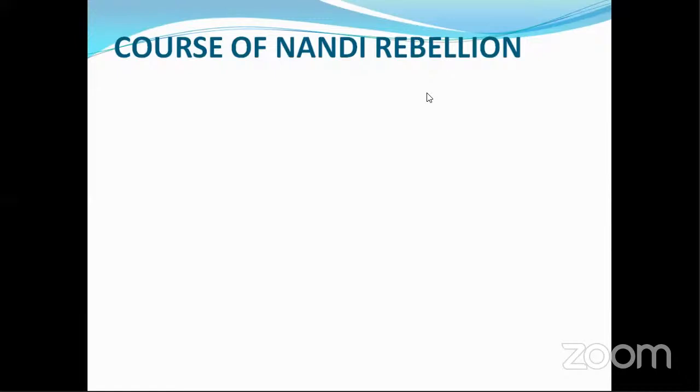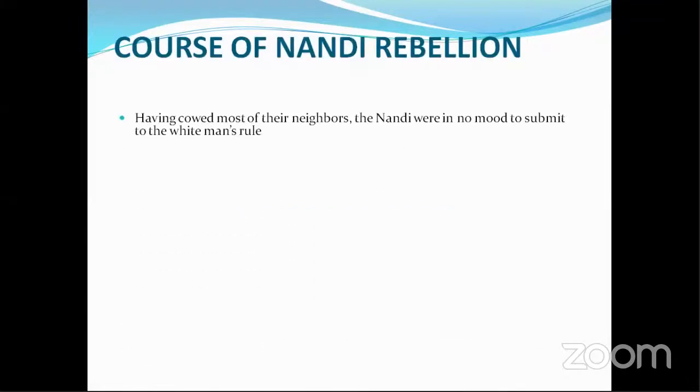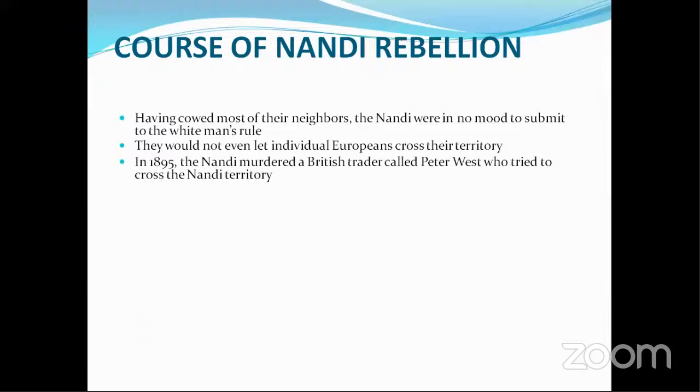You understand? So here we are looking at the course of the Nandi rebellion, and under the course of the Nandi rebellion, that is how we started it. I remember we started it like that. That having taken over, having cowed all the neighbors, the Nandi were in no mood to submit to the white man's rule. Then secondly, what happened? They would not even let the individual Europeans cross their territory. You understand? After looking at the Maasai being taken over, the Luhyas being taken over, they said, no, we don't want these people to even cross our territory.